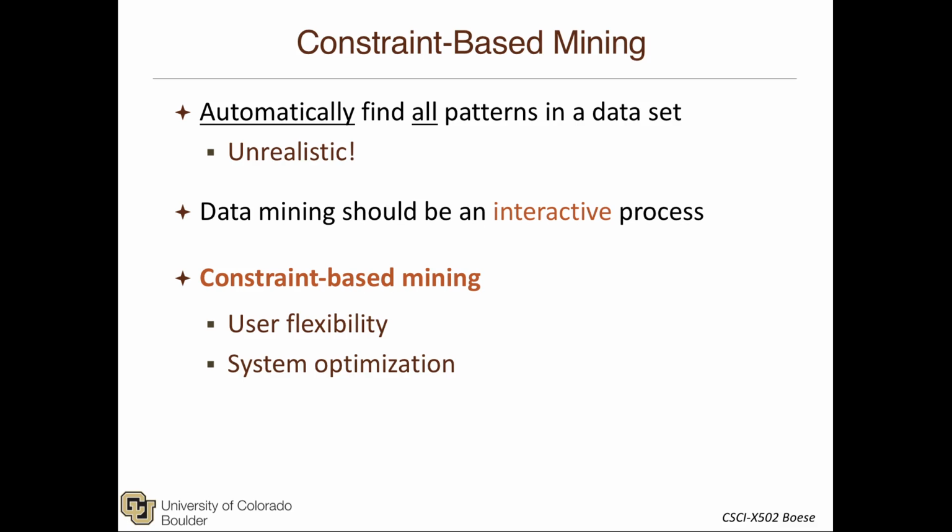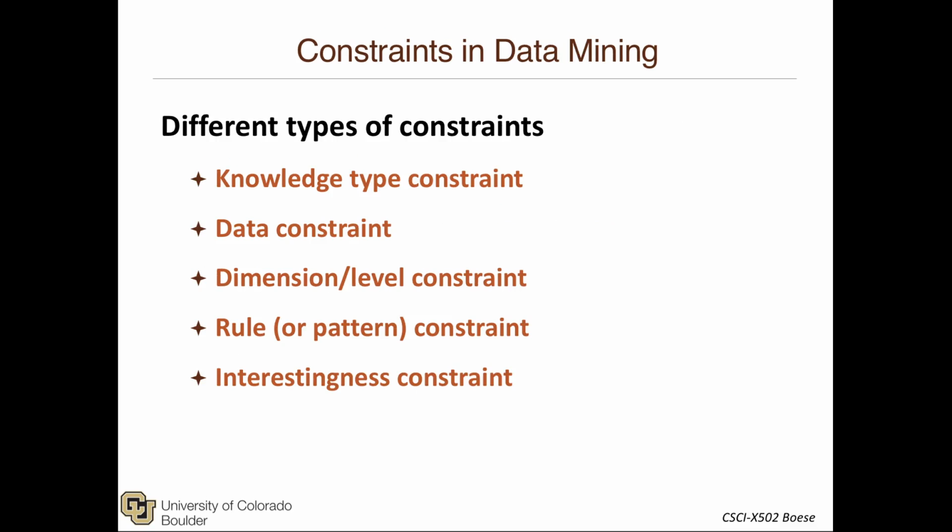So with constraint-based mining, we add user flexibility and system optimization to enable more efficient mining, providing constraints on what to be mined, what we're looking for. There are different types of constraints. For the knowledge type constraint, we care about frequent patterns. We don't care about classification, association, clustering, etc. The second one is the data constraint.